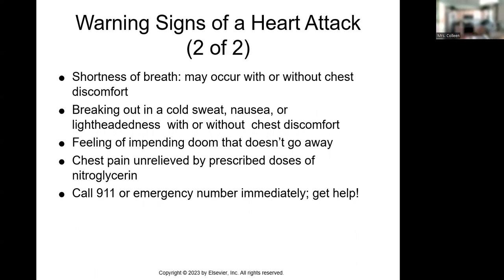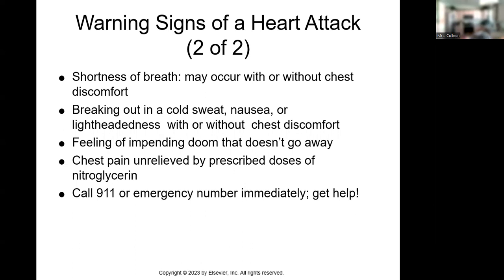Think about nitroglycerin. If the patient has angina, they may be prescribed nitroglycerin, and it's usually in this case sublingual, given under the tongue. And they'll take a first dose, and 5 minutes later, take the second. 5 minutes later, take the third. So it's 3 doses over a 15-minute period.